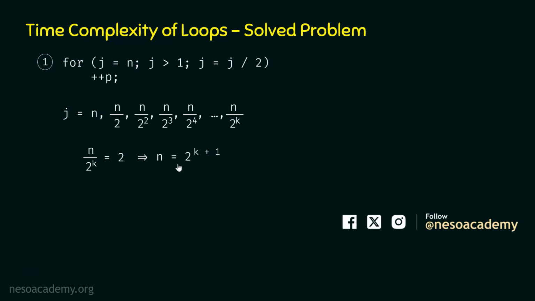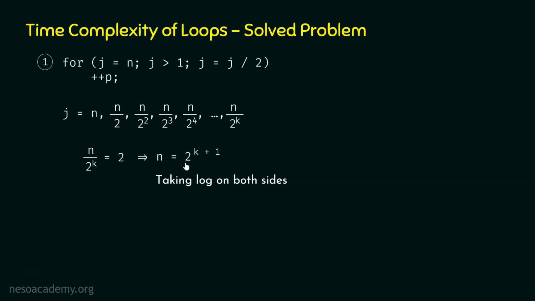For this we can take log on both sides. Let's take log base 2 on both sides. Why am I taking log base 2? Because log 2 base 2 is 1. We can eliminate this constant by using the log base 2. Hence I am applying log base 2 on both sides.